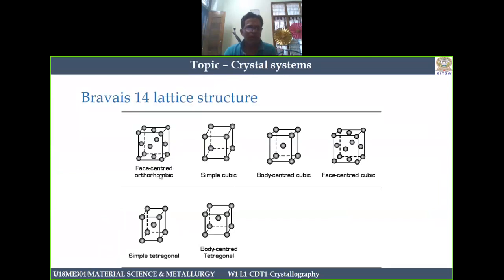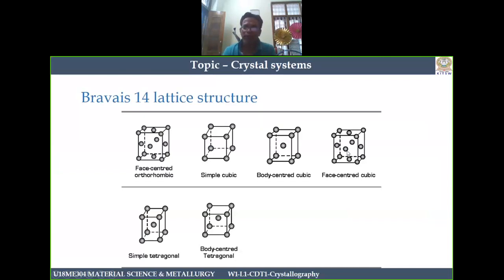Now this is face-centered orthorhombic, simple cubic, body-centered cubic, face-centered cubic. So here simple cubic has atoms at 8 corners. In body-centered cubic, in addition, one more atom is there at the center. In face-centered cubic, there is no atom at the center, but one additional atom is there on each face.